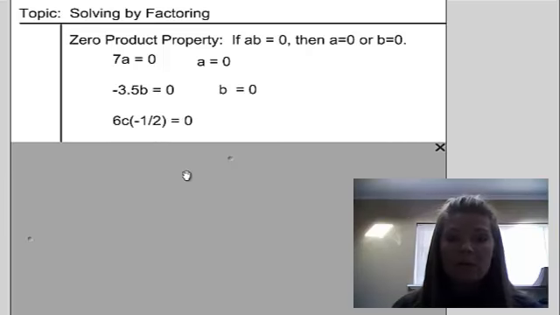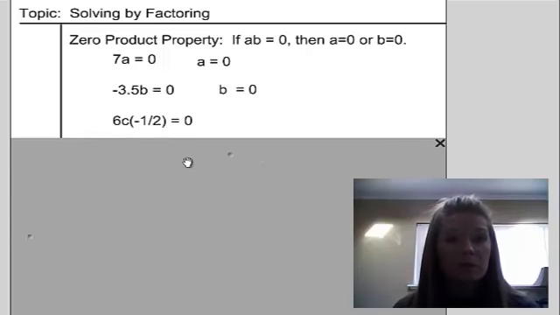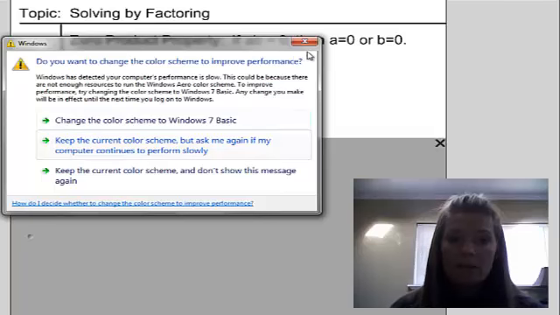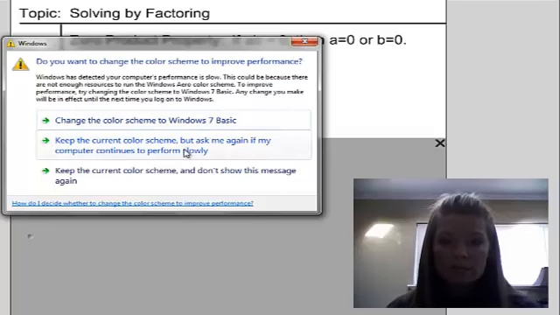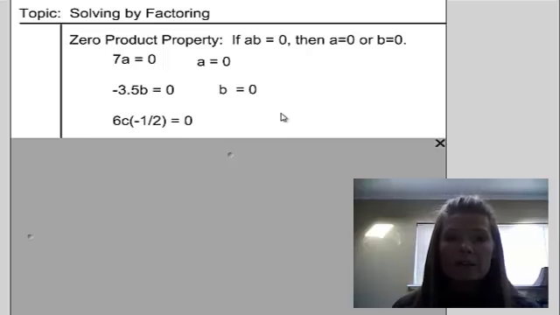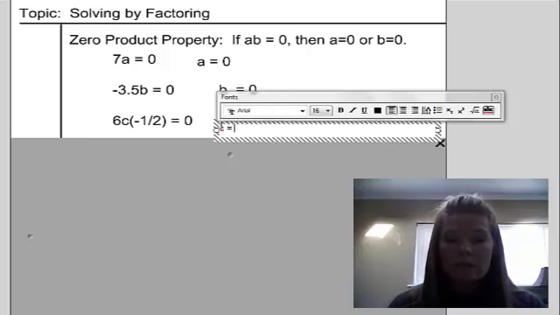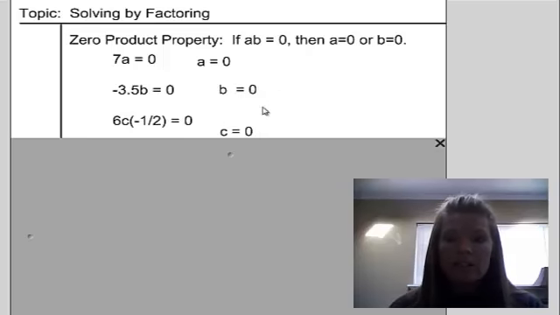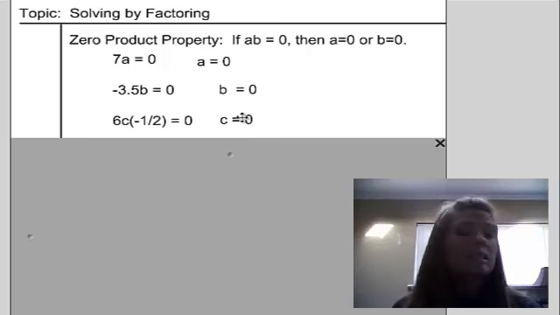Looking at one more, where we extend this to more than two things being multiplied together. For example, I have 6 times c times negative 1/2 all equaling 0. Again, we have the commutative property that tells us it does not matter what order we multiply in. So I could first multiply the 6 times the negative 1/2, leaving me with negative 3c equals 0. When I go to solve this, I should end up with c equals 0. Each of these is a basic example of how the zero product property works. Again, if I'm multiplying things together to equal 0, one of those things must be 0.